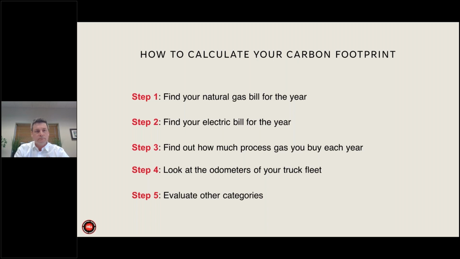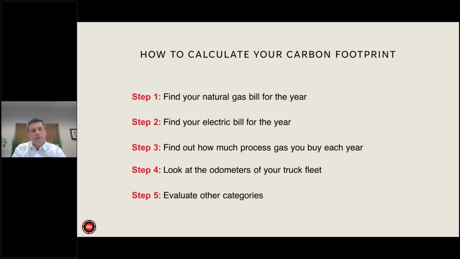Number one, find your natural gas bill for a year. Go down to accounting, go down to purchasing, find it. Step two, find your electric bill for the year. Again, same place. Just go down there and figure it out. Step three might take a little bit more work. Find out how much processed gas you buy each year. That's the nitrogen, oxygen, hydrogen, the stuff that comes in bottles or in tanker trucks that you're putting into your plant. That's a very critical piece of the carbon footprint for every thermal process.